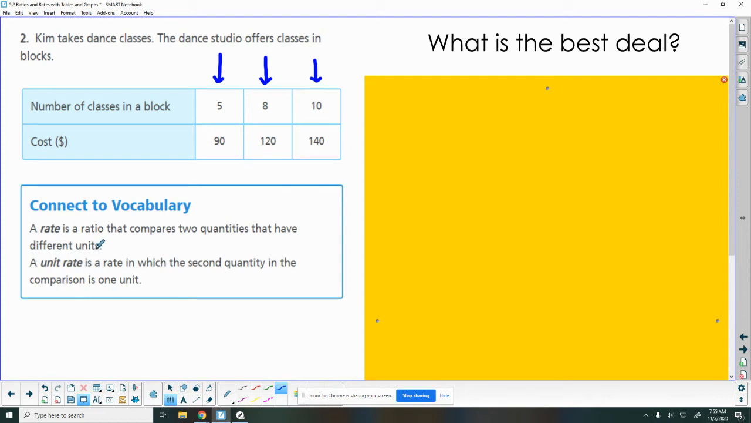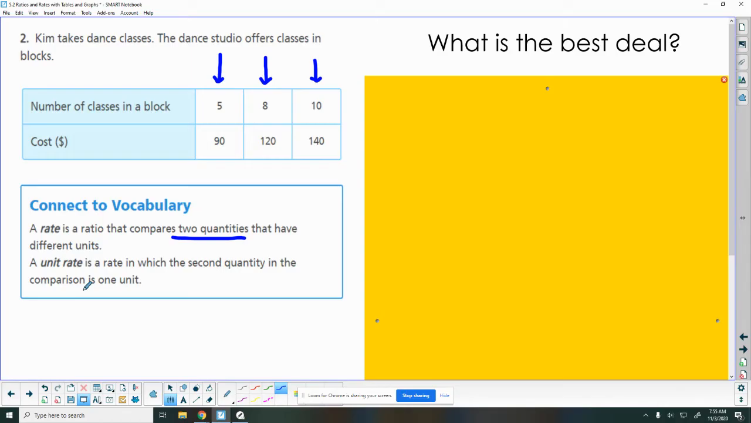So a couple words we need to talk about here is, first, we have a rate. So all of these are rates. So 5 classes for $90, 8 classes for $120, 10 classes for $140. It was comparing 2 quantities of different units. This is classes, this is money. So I compared.